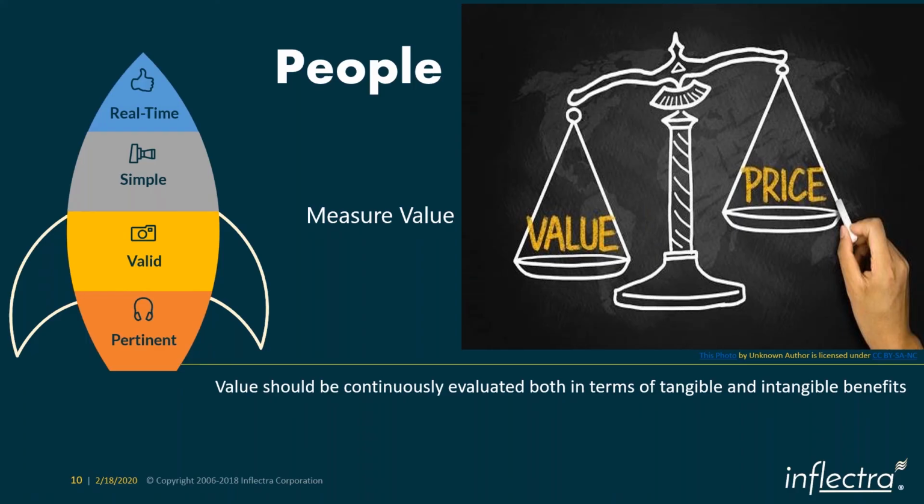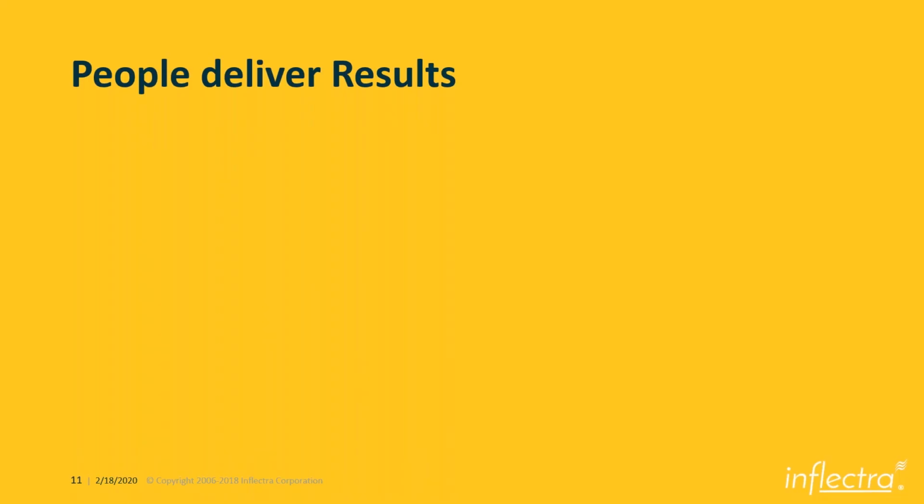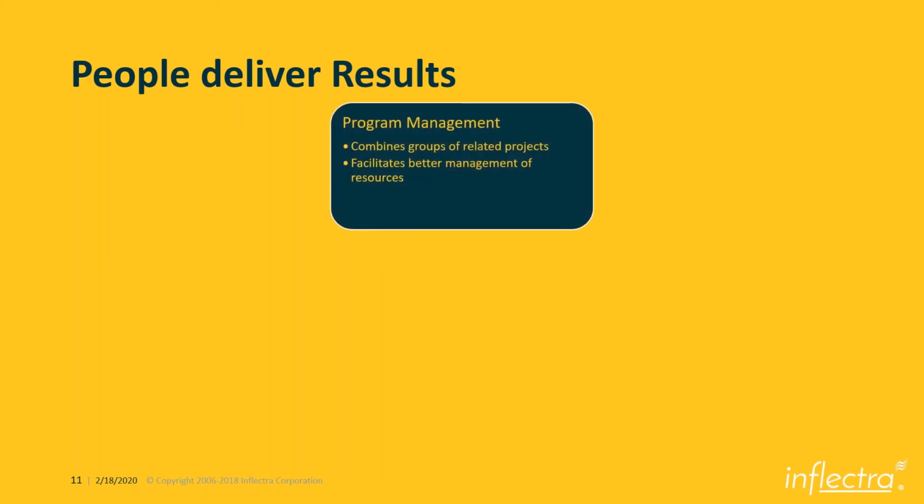People don't come pre-programmed, right? But people are the ones that deliver the results. It's not the programs or the projects or the portfolios that deliver the results. People are the ones that deliver the results through these vehicles of projects, programs, and portfolios, right? So program management combines groups of related projects, and it facilitates better management of the resources, which means multiple programs or multiple projects are interconnected. There may be some non-program activities that may be dependent upon these interfaces, and each interface becomes an initiative itself, like something that needs to be managed, right? That's the program management aspect of it.